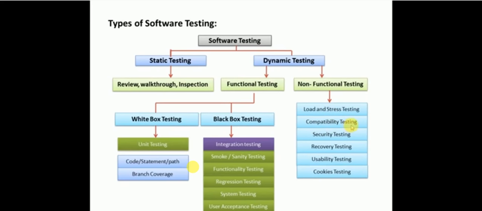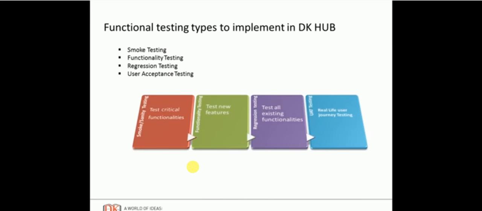Compatibility is checking your system's responsiveness on different browsers and devices. Security is like encryption testing and other ways of making sure that security cannot be breached. Recovery testing is like, once your data has been lost, is there any way of recovering that data? Usability is like finding usability bugs, like if the user has some problem reading or typing anything, that will come under usability. And cookies testing will be performed on the basis of sessions and so on.